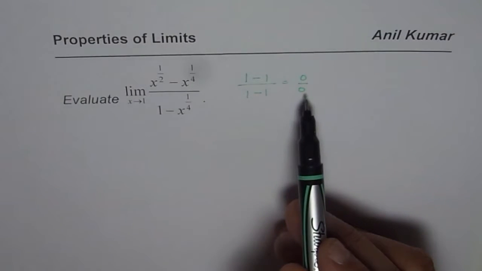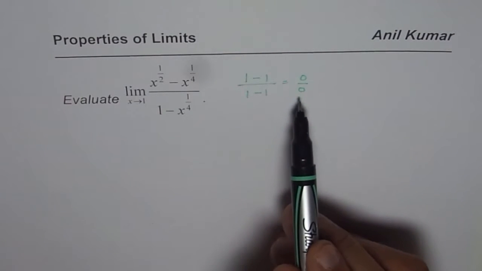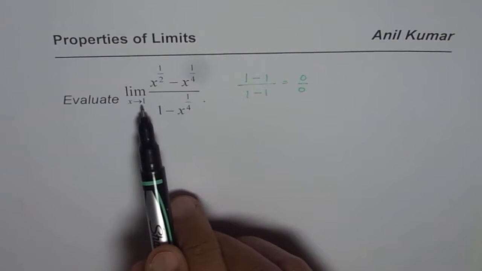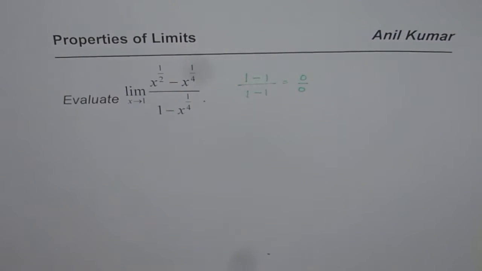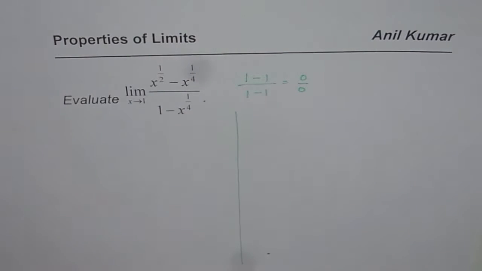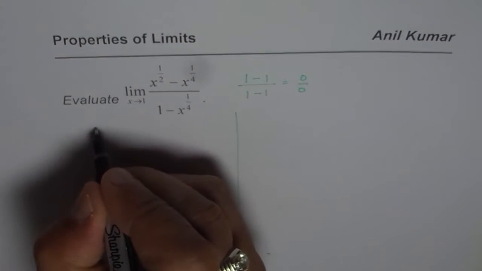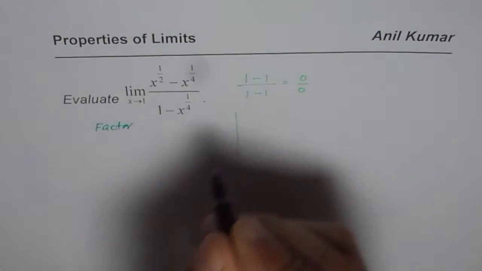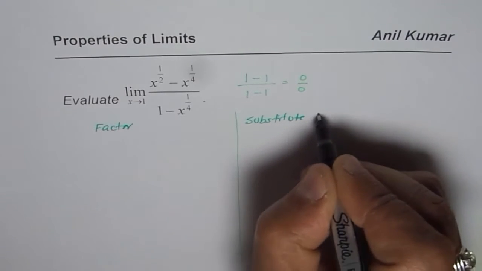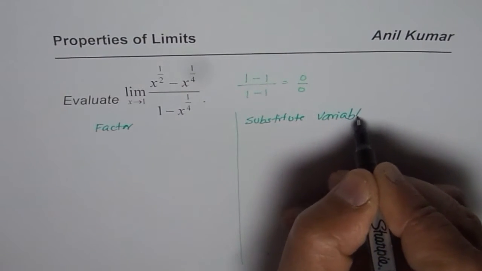And that clearly indicates that we have a factor which is common in both numerator and denominator. And that factor is 0 for x equals 1. Right? So factoring is a good technique. So we'll actually solve this using two different techniques. One will be to factor, and the other one we'll use substitution of variable. Let us see how to apply these techniques.